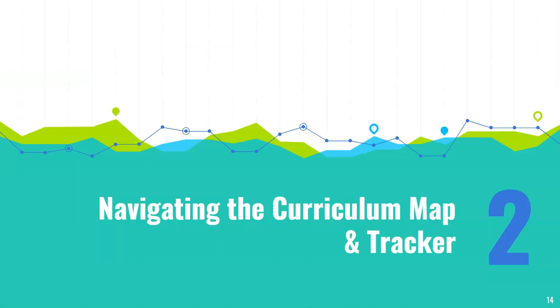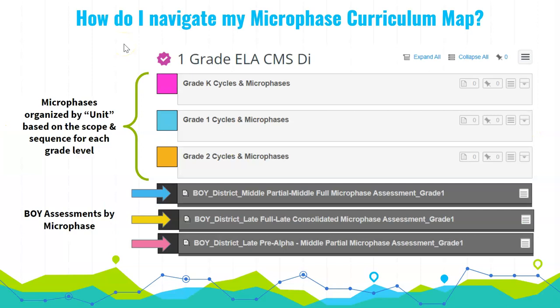Part 2. Navigating the curriculum map and tracker. It will be important for you to understand how to navigate the microphase curriculum map and the corresponding data tracker. On the screen is an image of the first grade microphase curriculum map. You can see that the curriculum map is organized and color-coded by units. Here, microphases are organized into units based on the scope and sequence for each grade level.